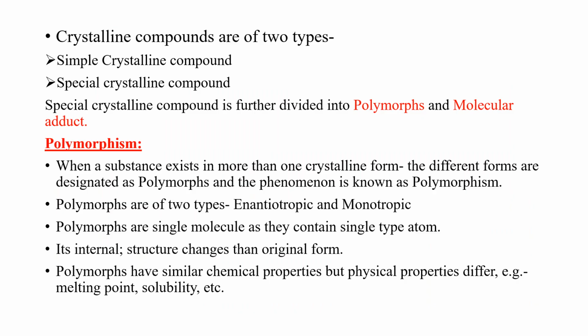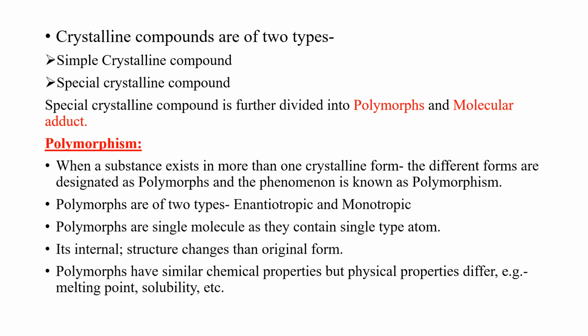Next, crystalline compounds are also of two types, the simple crystalline compound and the special crystalline compound. And the special crystalline compound is further divided into polymorphs and molecular adducts. So what is polymorphism, and also we will discuss the term polymorphs. Polymorphism is when a substance exists in more than one crystalline form. The different forms are designated as polymorphs, and the phenomenon is known as polymorphism. Polymorphs are further divided into two types, enantiotropic and monotropic.